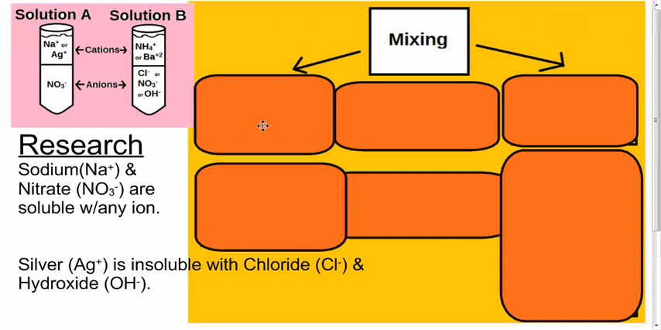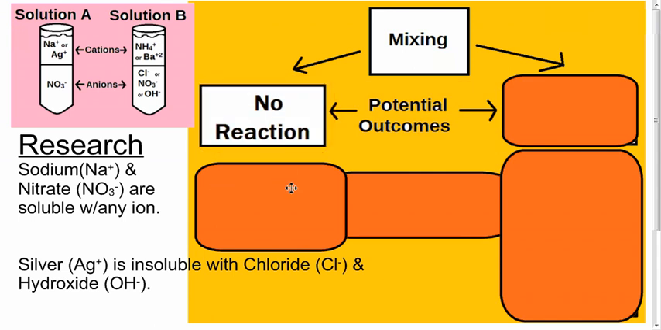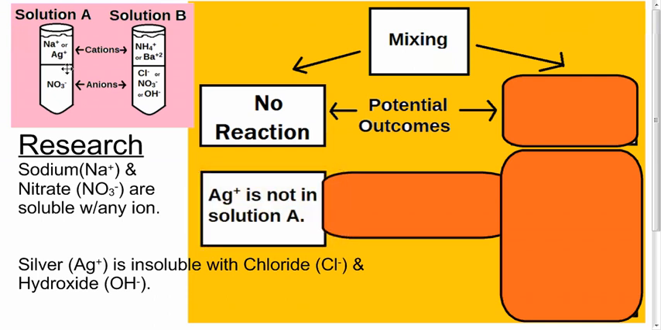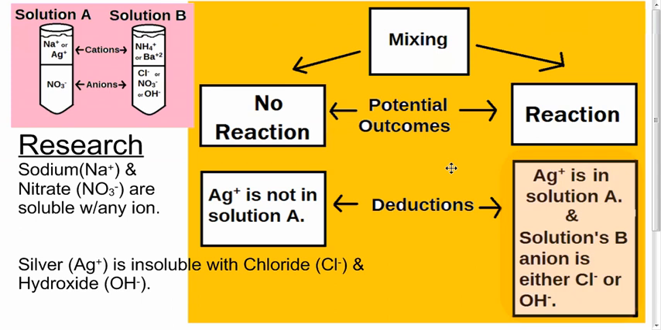Then I'm going to have to mix them. And based upon what happens as a result, I'll be able to figure out what's in there. Let's pretend I don't see a reaction. That would confirm that silver is not there, because if silver were present, it would react and you'd see something. So if I put them together and there is a reaction, I can deduce two things. Silver is present here, and chloride or hydroxide has to be present in solution B.